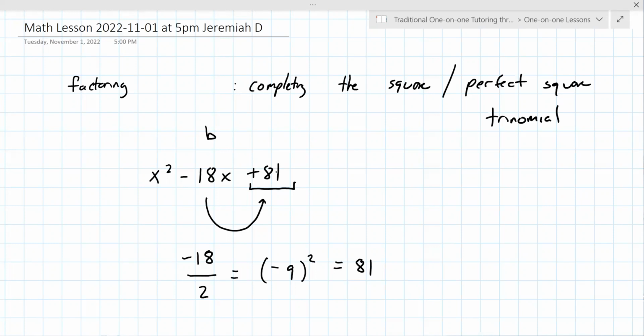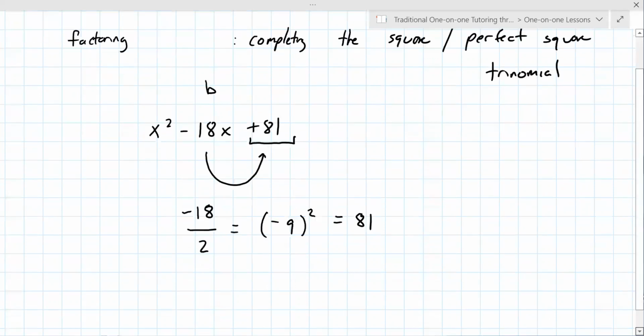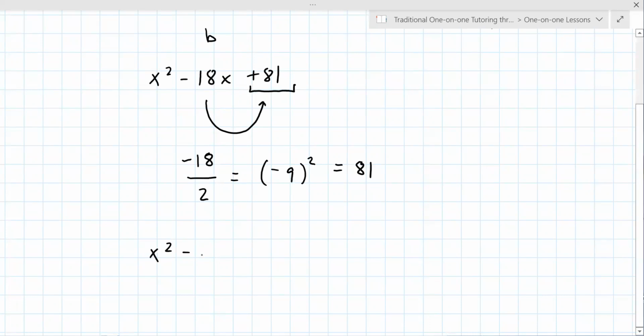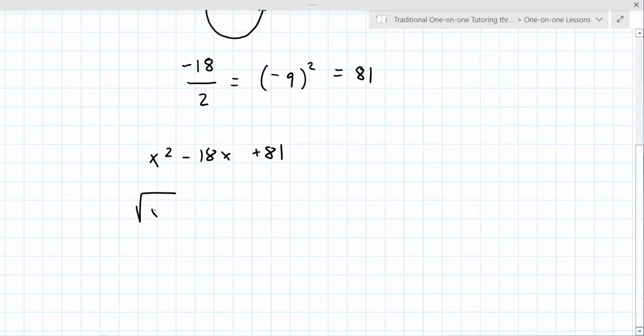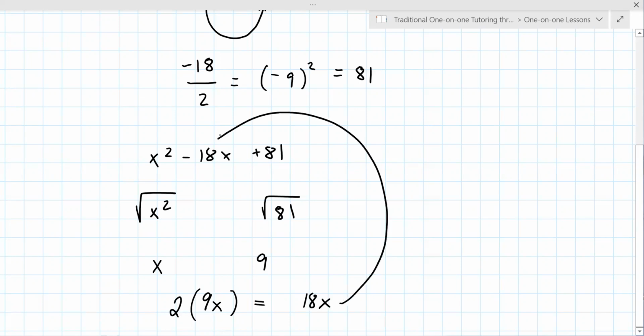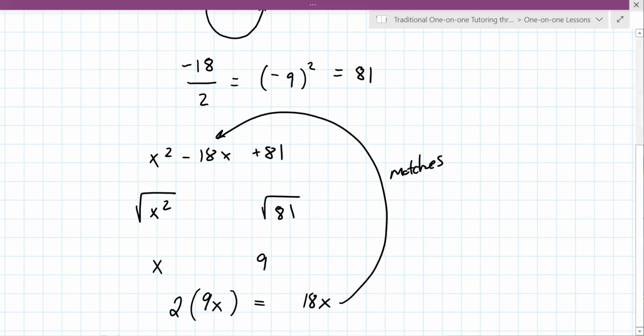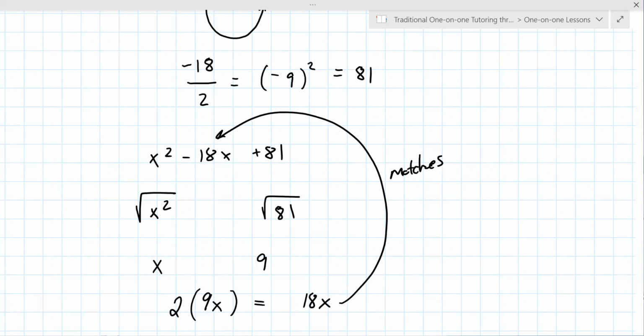Okay, now let's talk about why this is a perfect square trinomial, because it's like I'm giving you the answer, but why is that a perfect square trinomial? So you start with the trinomial again, and you take the square root of the first term and the square root of the last term. The square root of x squared is always x, the square root of 81 is 9, and then you merge them together, so you get 9x. But then you double it to get 18x, which matches this right here. Does this at all look familiar to you? A little bit. Okay.